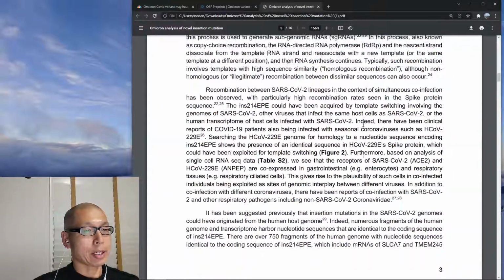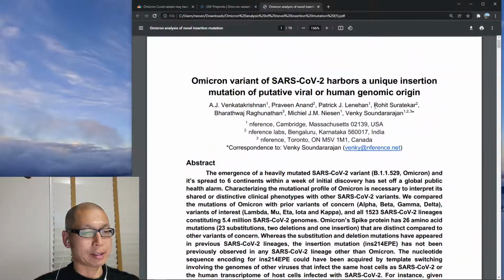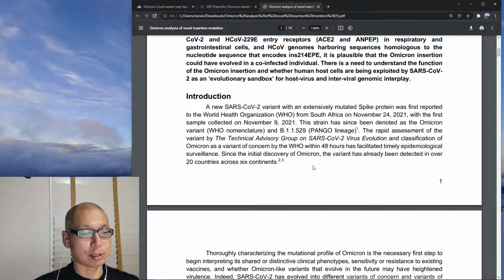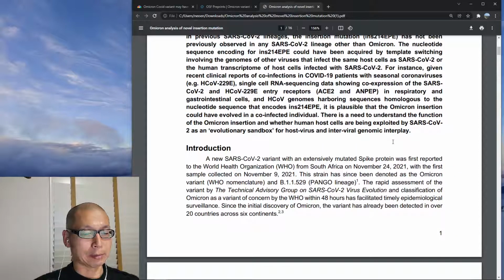So anyway, I don't know how relevant this paper is. It's an interesting paper, but we don't know for sure if this is the way the Omicron formed. And this is only a theoretical mechanism for one of the 36 plus mutations in the variant. It's not a way of explaining all the 36.